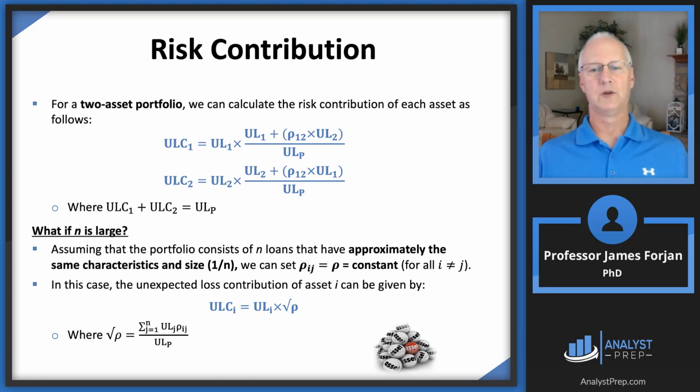Now, of course, financial institutions might lend to hundreds or thousands or, I don't know, tens of thousands of people. And so in a group of loans, the characteristics of the borrowers tend to be similar, right? If they have approximately the same characteristics, and this goes back to what I was saying earlier, if the financial institution lends to 100 people that kind of look like me, then what we can do is just make that correlation constant.